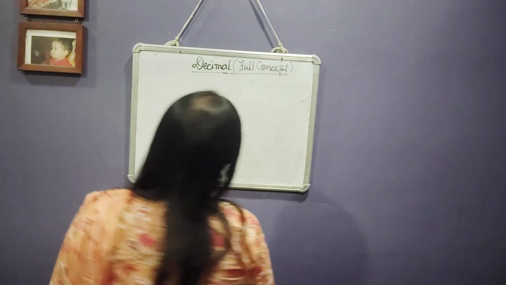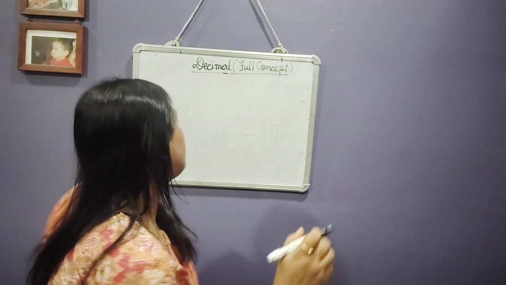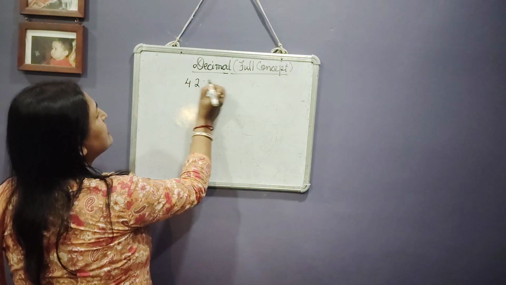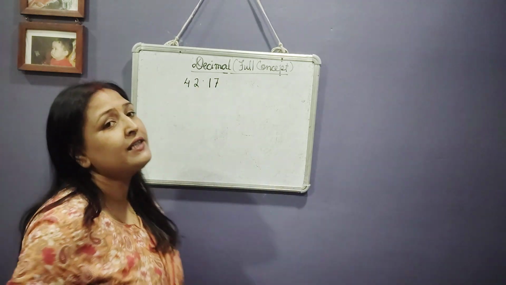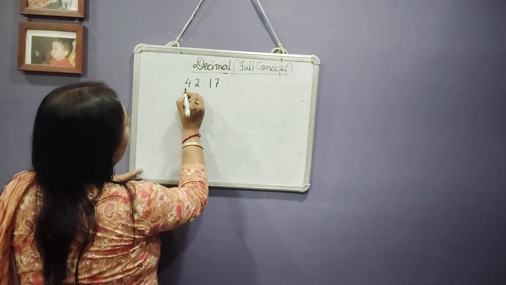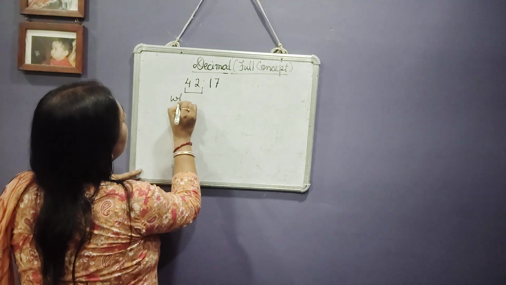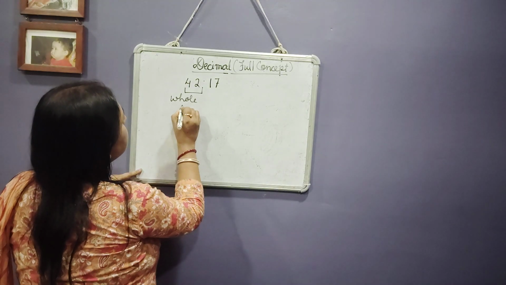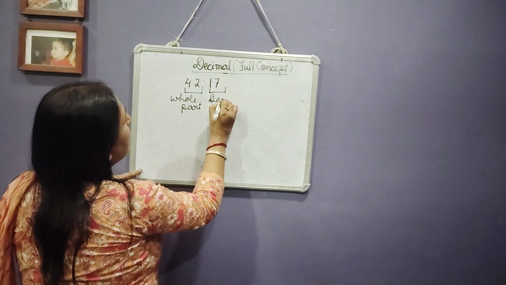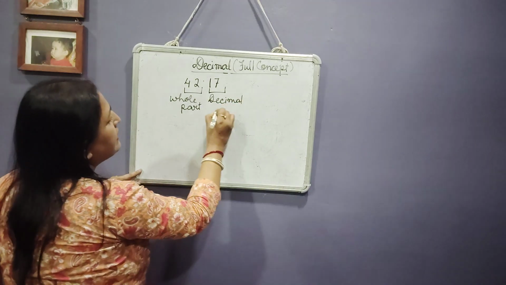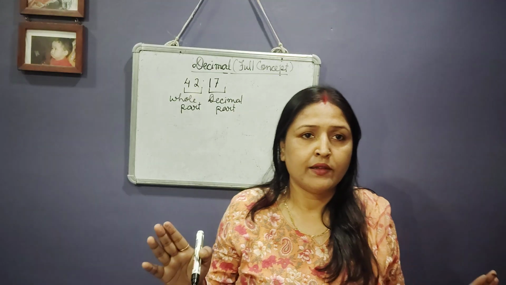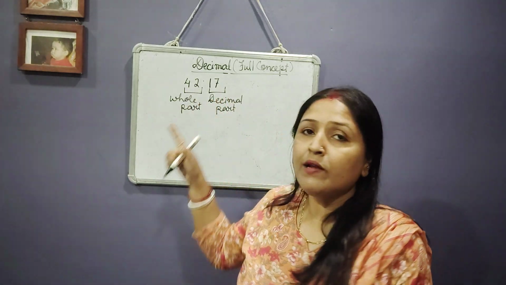So first is how to read a decimal number. Let us discuss how to read a decimal number. So students, see, this part of a decimal is called the whole part, and this part is called the decimal part. Decimal basically divides a number into two parts.